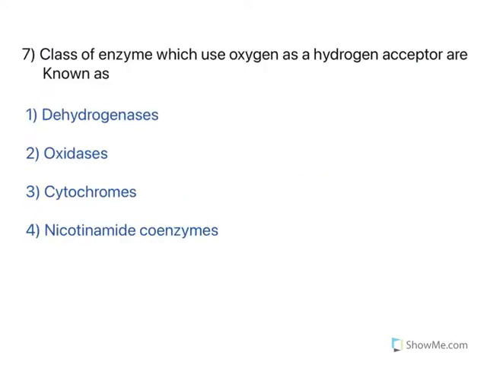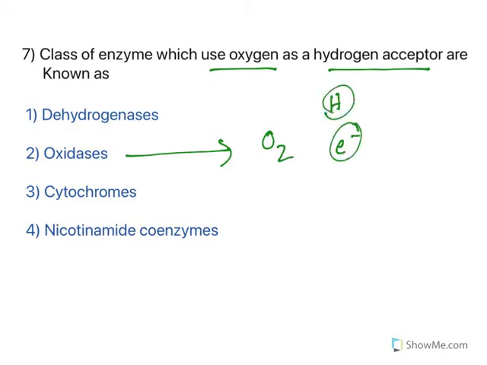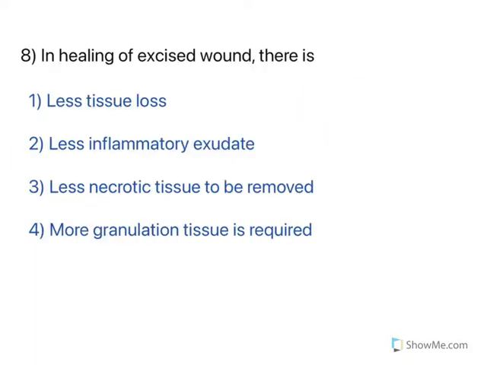Now, the class of enzymes which use oxygen as hydrogen acceptor are known as. A very simple one, oxidases use oxygen to accept hydrogen or electrons. So, the job of oxidases is that they use molecular oxygen to accept hydrogen and electrons, and the question is about this one. So, the option is oxidases. Moving to the next one.